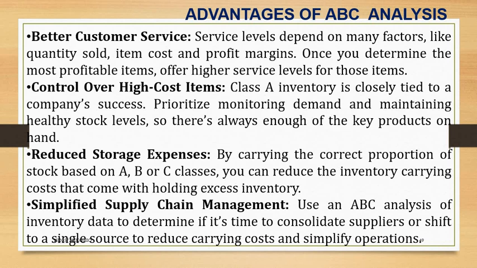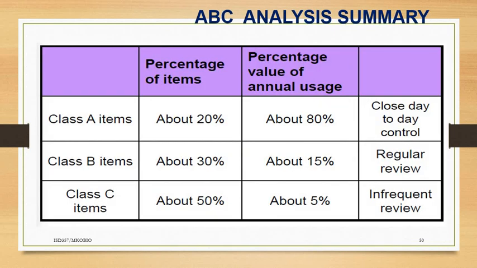Yeah, so we have the ABC analysis in summary. That's percentage of items and percentage value of annual usage. So class A, the percentage of items that we keep is 20%, and by its annual usage it is 80%. The value that it brings is 80% of the company's revenue. But class B items, we keep 30% of the items, but it brings about 15% value to the business or the organization. You get it? Class C items also, we talk about 50% of it, but it brings about 5% value to the organization. Are we good?